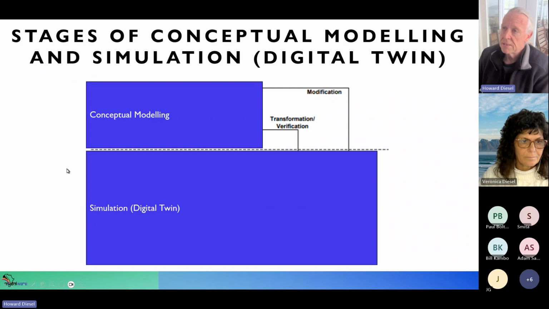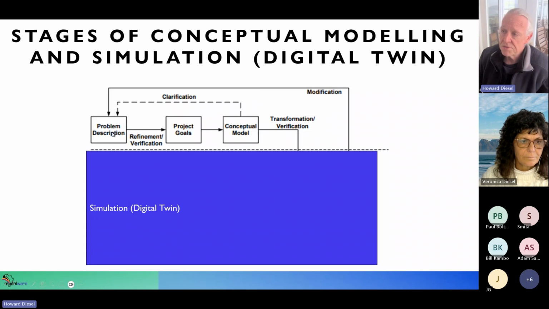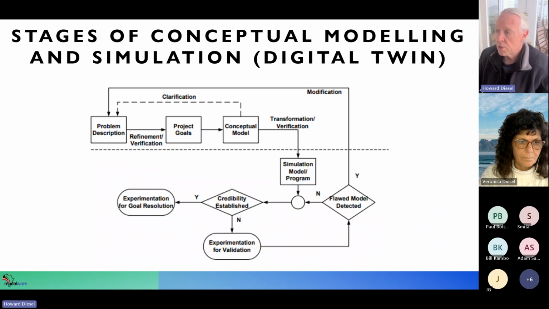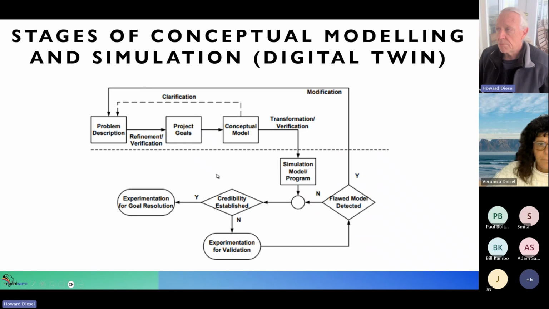Now, the other thing, the stages of conceptual modeling. I like to describe it like this. First of all, problem description, then project goals and conceptual model with clarification using the concept map, refinement, verification. And in terms of verification, it would be nice to have either simulation or a digital twin. So we can simulate the program, check to see whether we've established credibility. Does it resolve our goals? Experiment, and then if we've got a problem, go back, modify the problem statement, and go around in these circles. So this is how you can verify a data model.